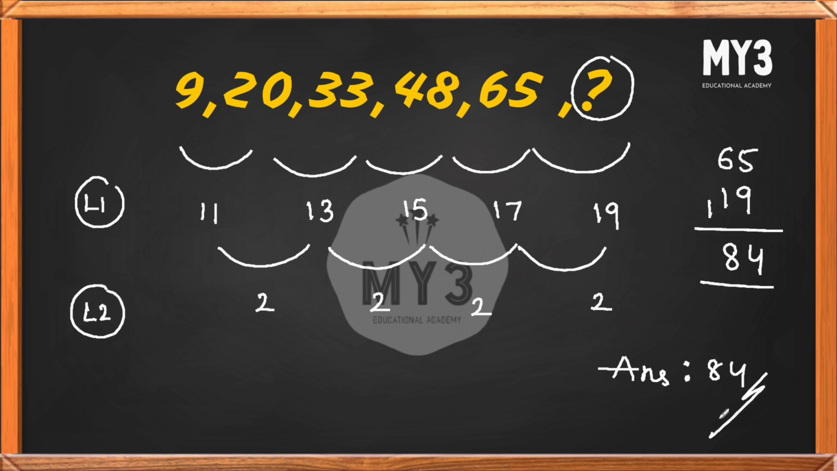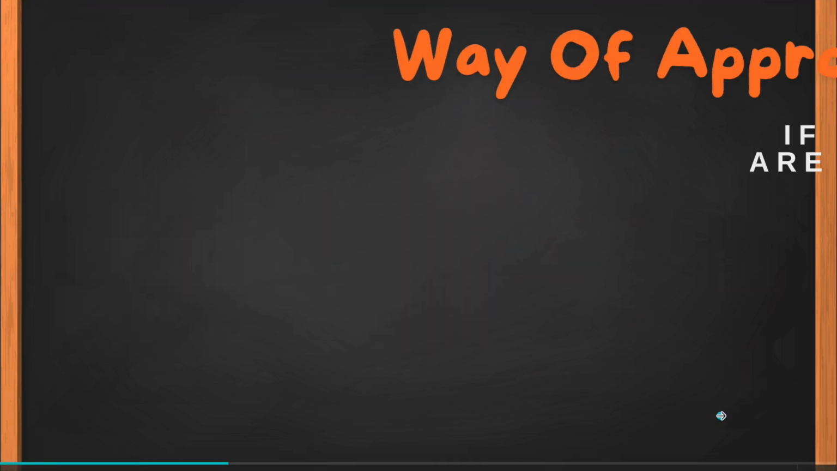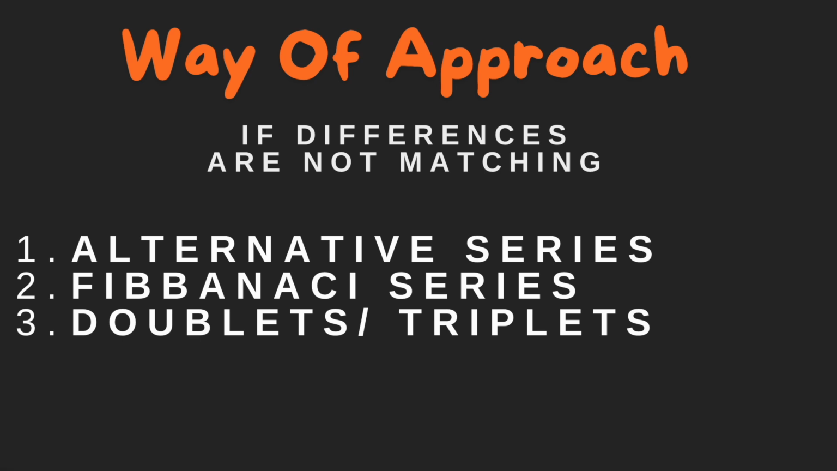Like that, we have to solve the question. That means go with the level of difference. And in most of the cases, you will be getting the answer with the level of difference. In some cases, if level of difference is not matching, that means the sequence is not a gradual increase or gradual decrease. Sometimes there is a fluctuating series. That time you can easily realize this question is not going to match with the level of difference.